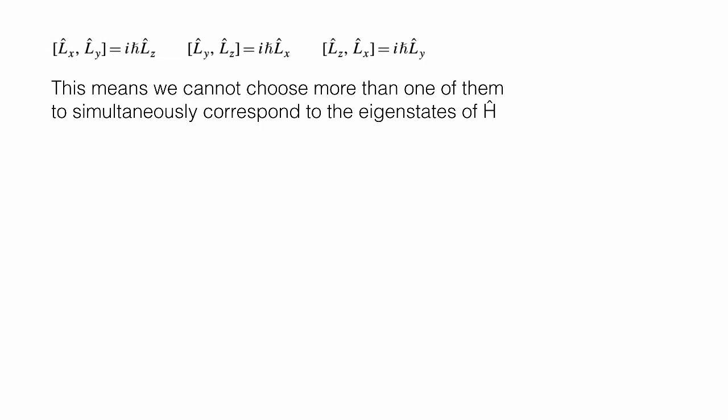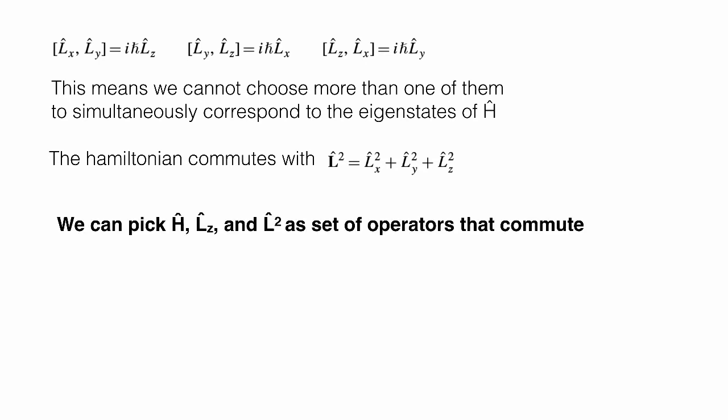So we have those 3 commutator relationships. As I said a minute ago, that means we cannot use more than one component of L to diagonalize H, because if we did, we could not find a common set of eigenvectors of those two operators. On the other hand, L square, which is Lx squared plus Ly squared plus Lz squared, does commute with the Hamiltonian. Therefore, we can pick this full set of operators that commute: H, Lz, and L square. We could also use H, Lx, and L square, or H, Ly, and L square. But these are the only possible combinations we can use.